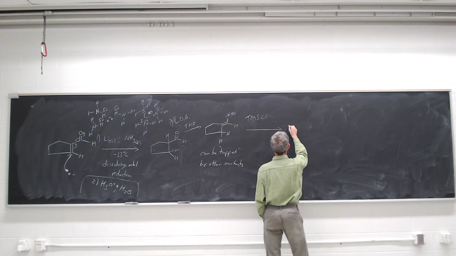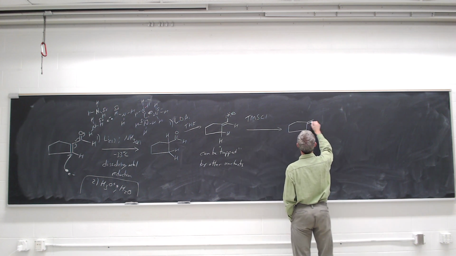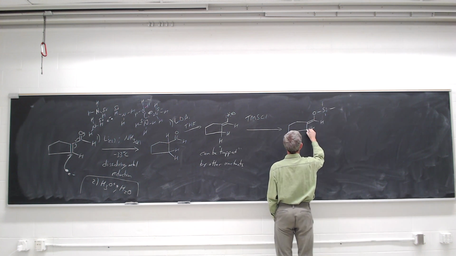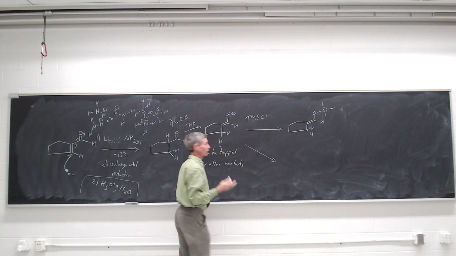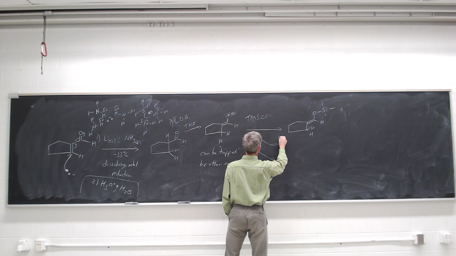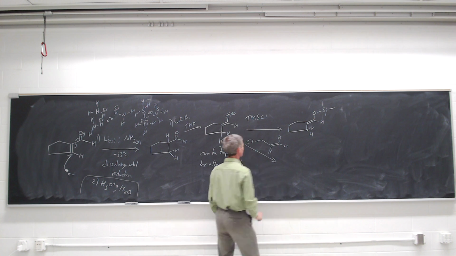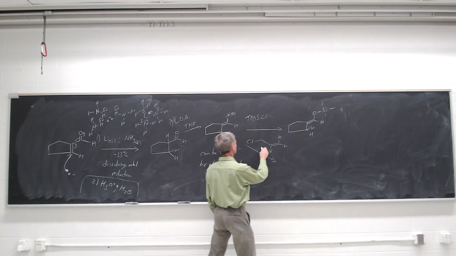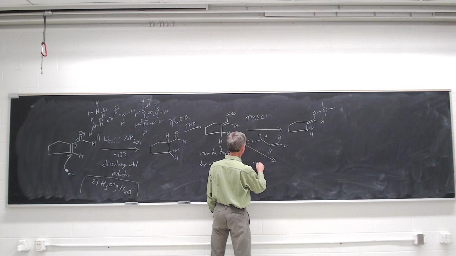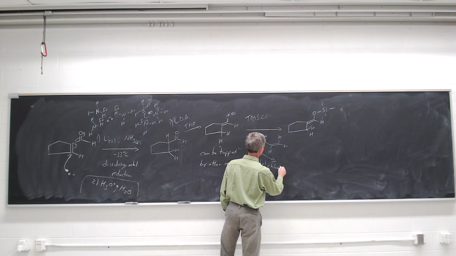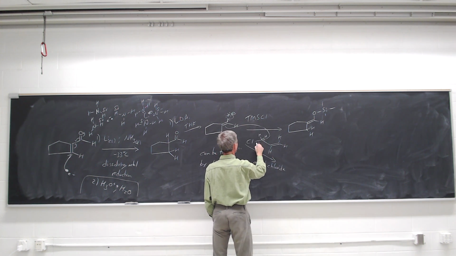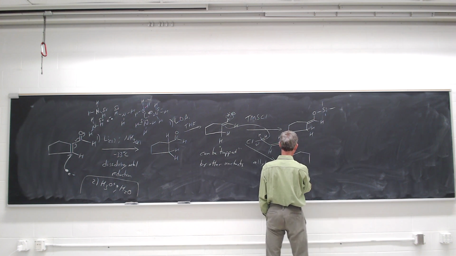TMS chloride to form the corresponding silyl ether. Or it can react with an alkyl halide, allyl chloride, to do an SN2 reaction, add chlorine, make a carbon-carbon bond.